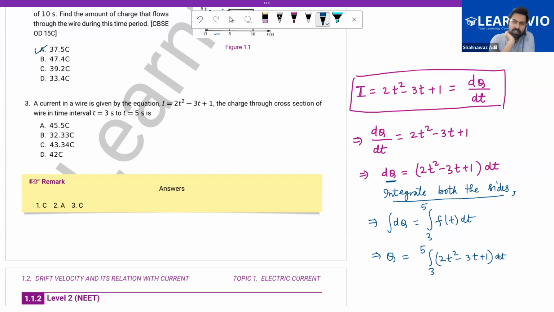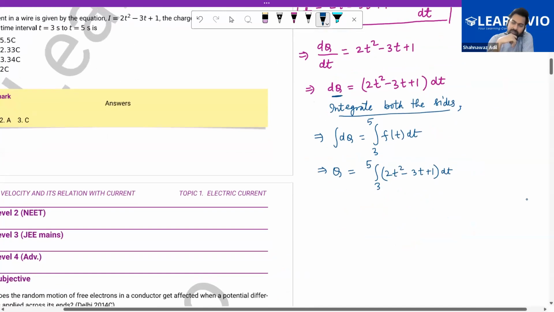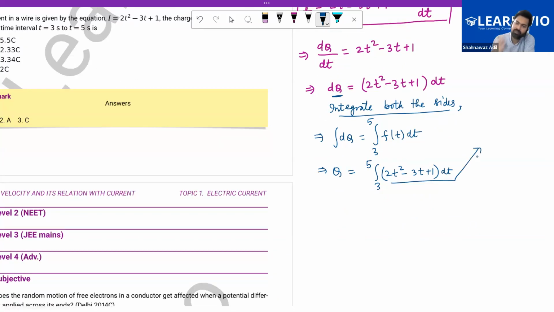Yes. So this is the integration that we have to solve. Do you remember what kind of integration this is? What kind of functions are these? These are algebraic functions, so we have to use algebraic integration. Do you remember the algebraic integration? What was it?